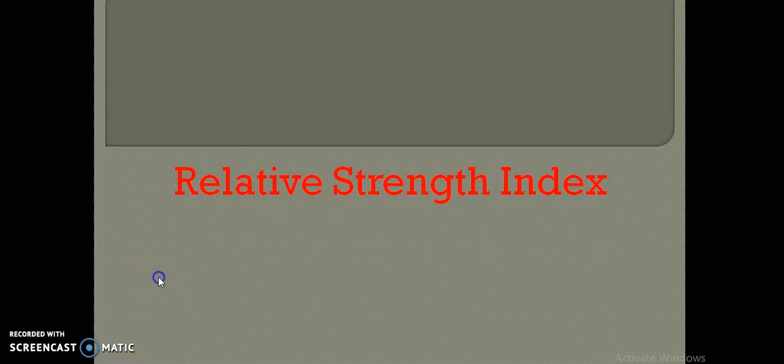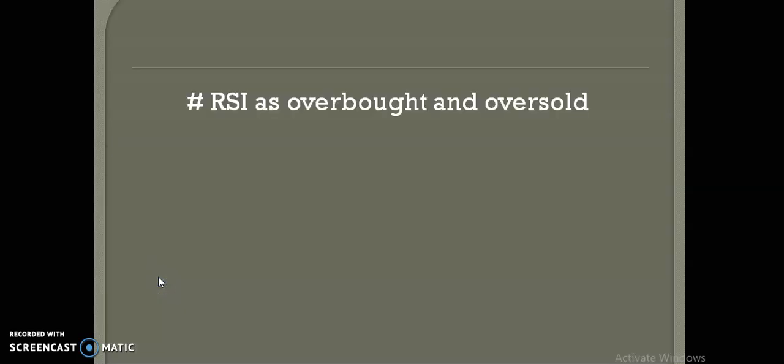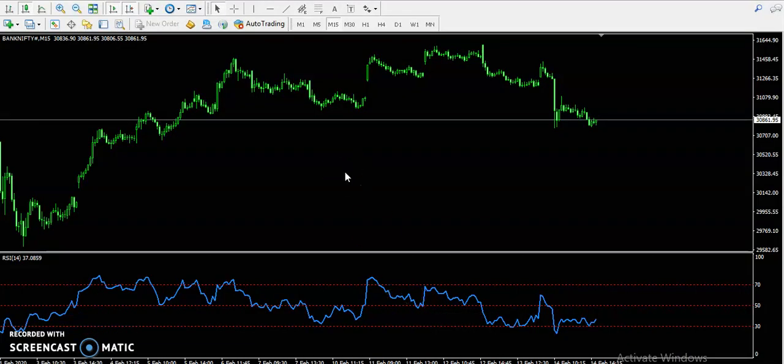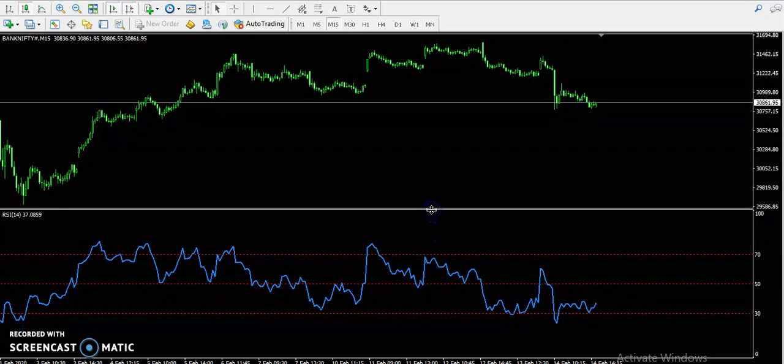First, we use RSI to find the overbought and oversold zones. Here you can see this is the Bank Nifty 15-minute chart, and I'm using RSI here, and I just changed the levels to 70, 30 and another 50. According to my RSI setup, when price stays above 70, the price is in the overbought zone. When price stays above this overbought zone, we never take any position.